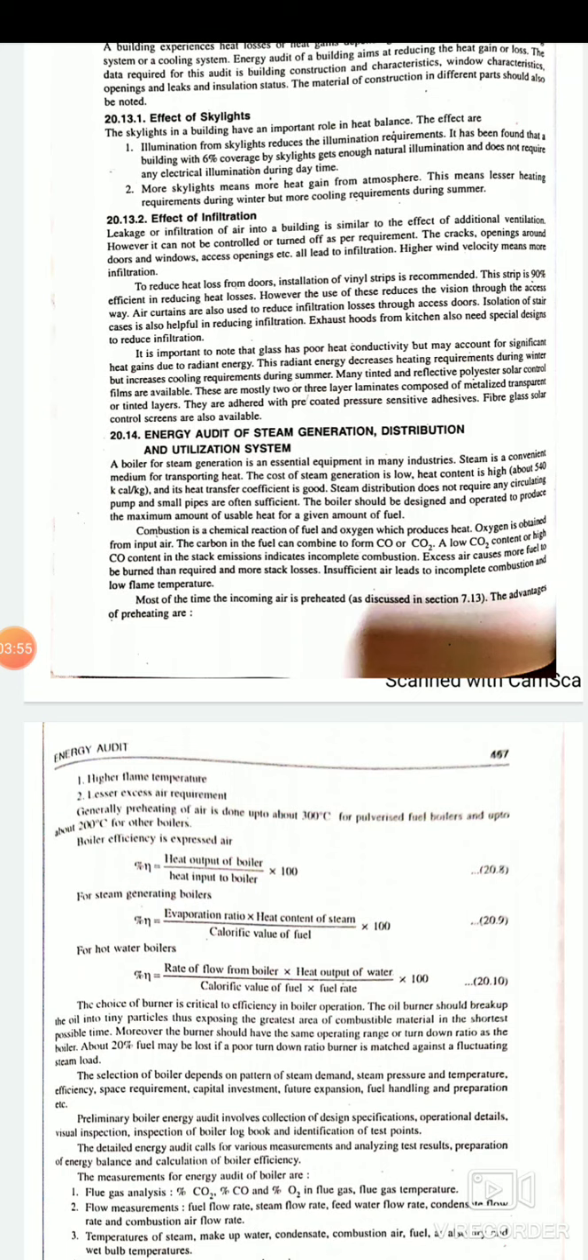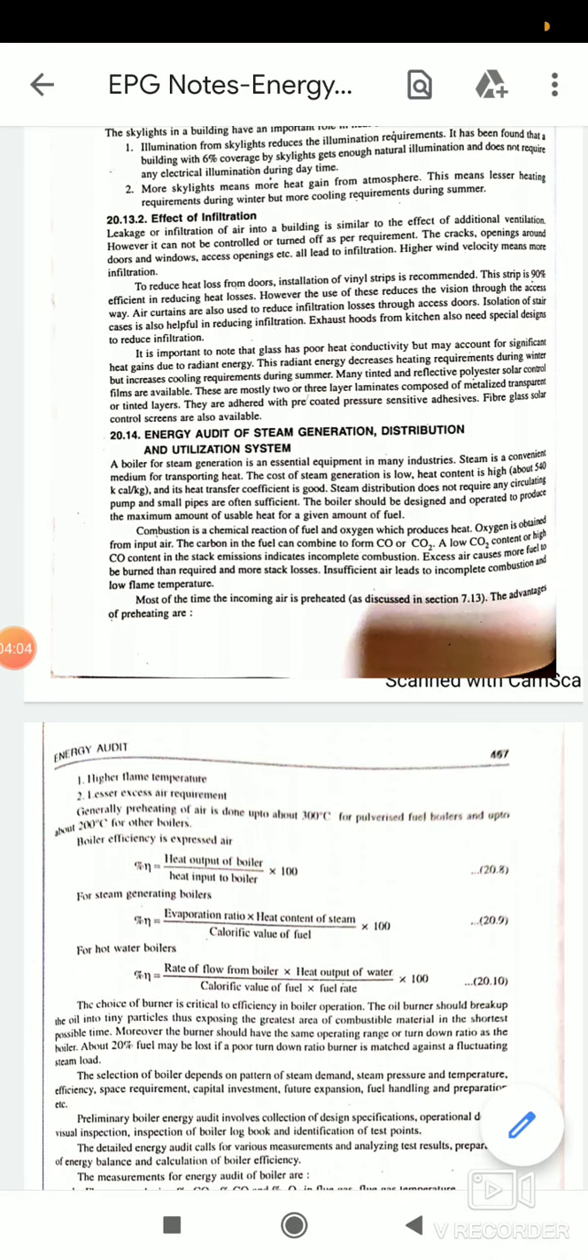Next is the effects of infiltration on the energy audit of a building. Leakage or infiltration of air into a building is similar to the effect of additional ventilation. However, it cannot be controlled or turned off as per requirement. The cracks, openings around the doors and windows, excess openings, etc., all lead to infiltration, or you can say leakage. Higher wind velocity means more infiltration.